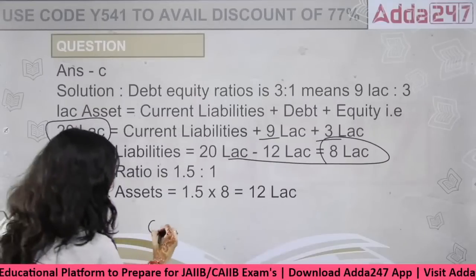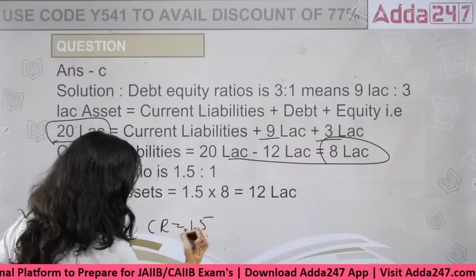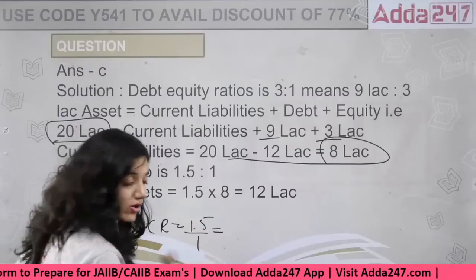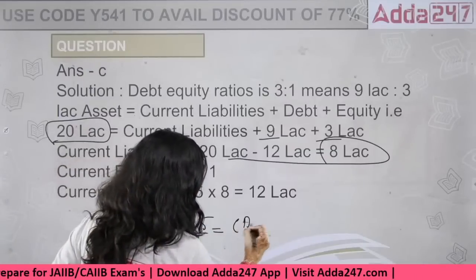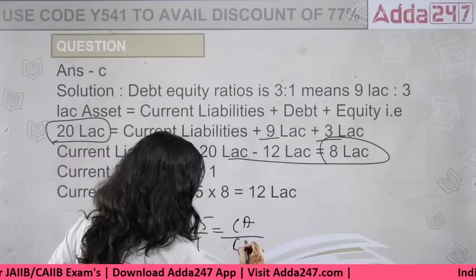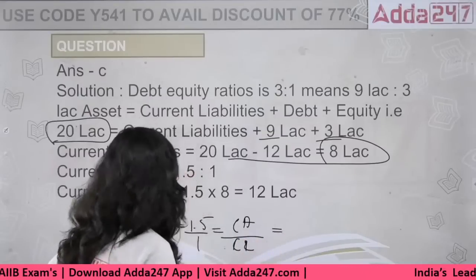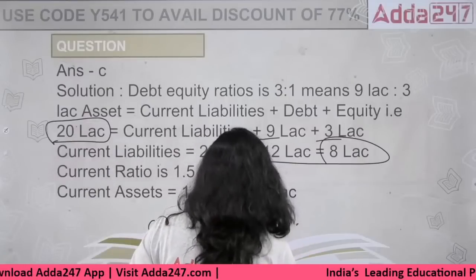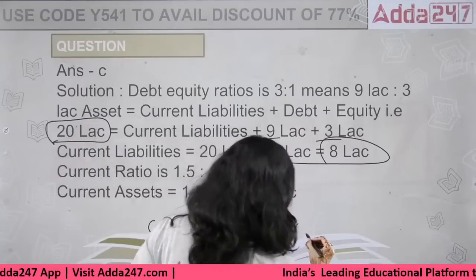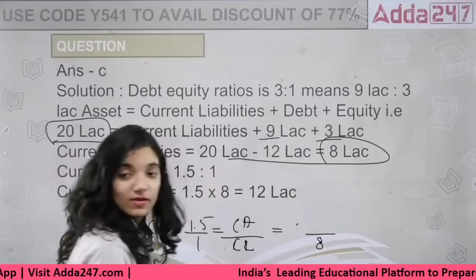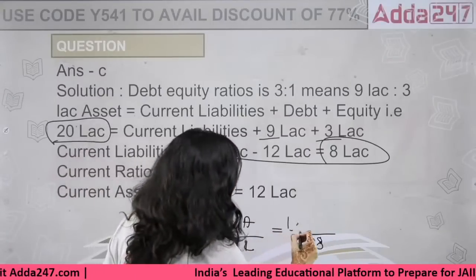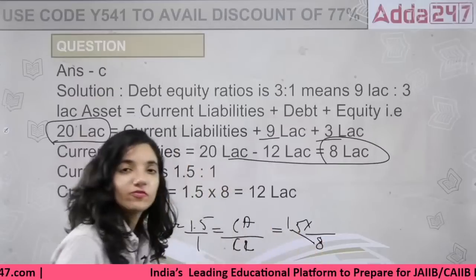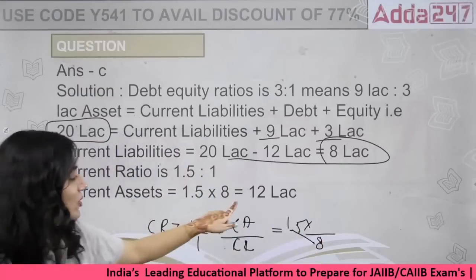The current ratio is equal to 1.5:1, where we do not know the current assets, but we know the current liabilities now. So it would be 1.5, and current liabilities was 8 lakhs now. It is 8 here and 1.5 here. So cross multiply it, 1.5 into 8, that will give you 12 lakhs.